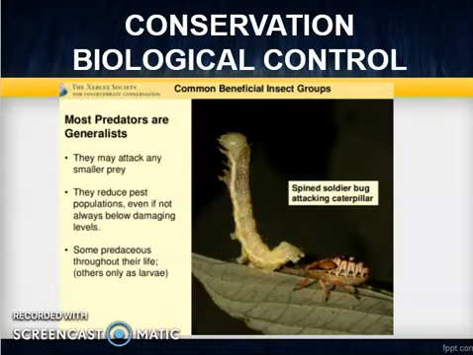Okay, students, let's continue our discussion about this topic. Now we want to discuss the first group of natural enemies or beneficial insects in agriculture, the first one that we call predator. So what are the characteristics of the members of this first group? They may attack any smaller prey. They reduce pest population, even if not always below damaging level. And lastly, in terms of their characteristics, some are parasitic throughout their life, or only as larvae.